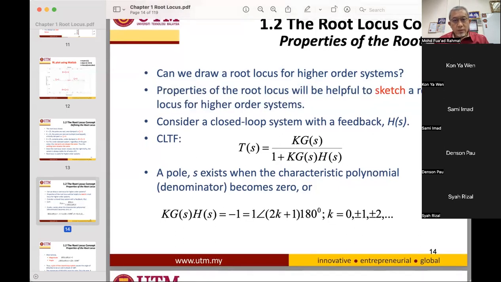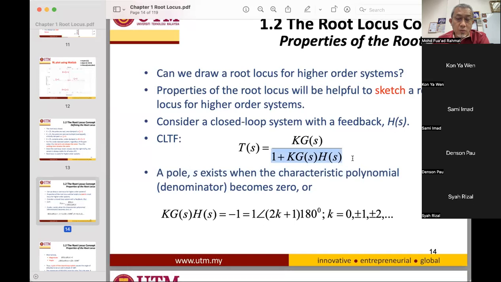So let's consider a closed loop system with a feedback H(s). This is the closed loop system T(s). And if you see down here is the denominator of the T(s) of the closed loop. So this denominator is the equation we call the characteristic equation. This characteristic equation is equal to 0.